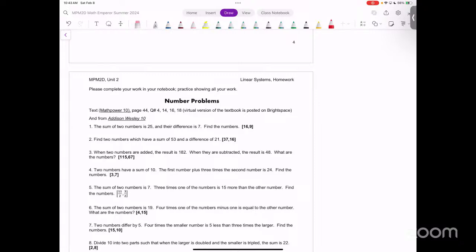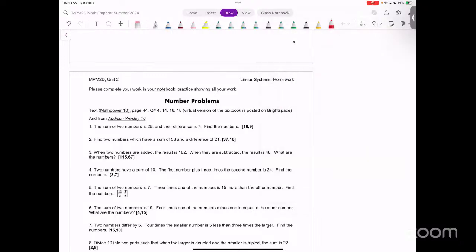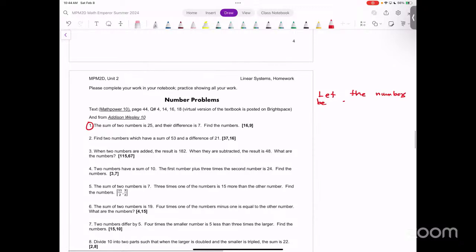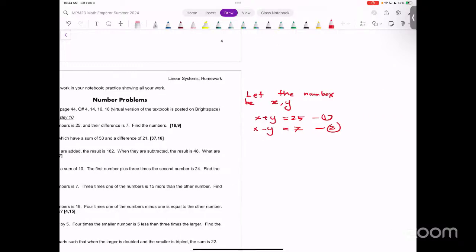The answer says 16, 9. But how are we going to do this? So we're going back to state. So I'm doing the word problem. Let the numbers be x, y. Make sense? The sum of the numbers is 25. Their difference is 7. Equation number 2. Make sense? Now you are experts, or we are experts, on substitution or elimination.